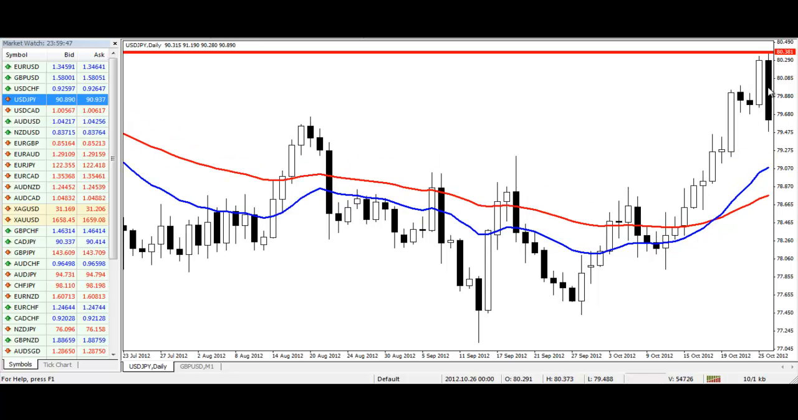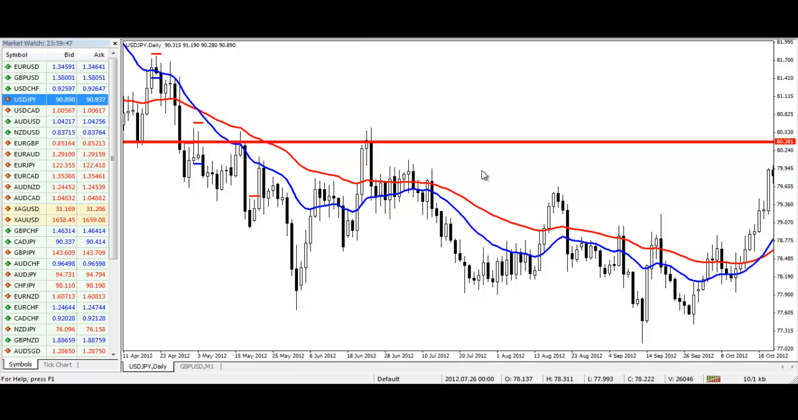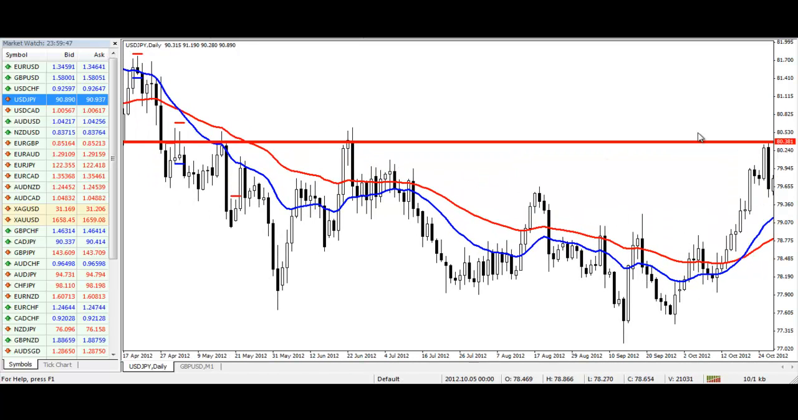So price is actually up to this horizontal level up here now. Let's just take a look at that. Price is at the level. We can see price is actually holding this horizontal level he drew in earlier.